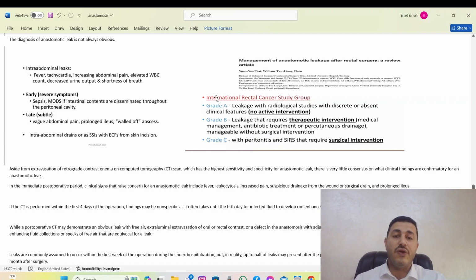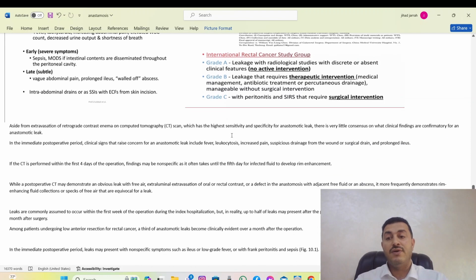Here is a classification: the International Rectal Cancer Study Group classifies leak, and this classification guides the management. Grade A is only a radiological sign with no clinical sign and no intervention. Grade B is when we need only therapeutic intervention. And grade C is when there are clinical signs of peritonitis, rigidity, so surgical intervention is needed.